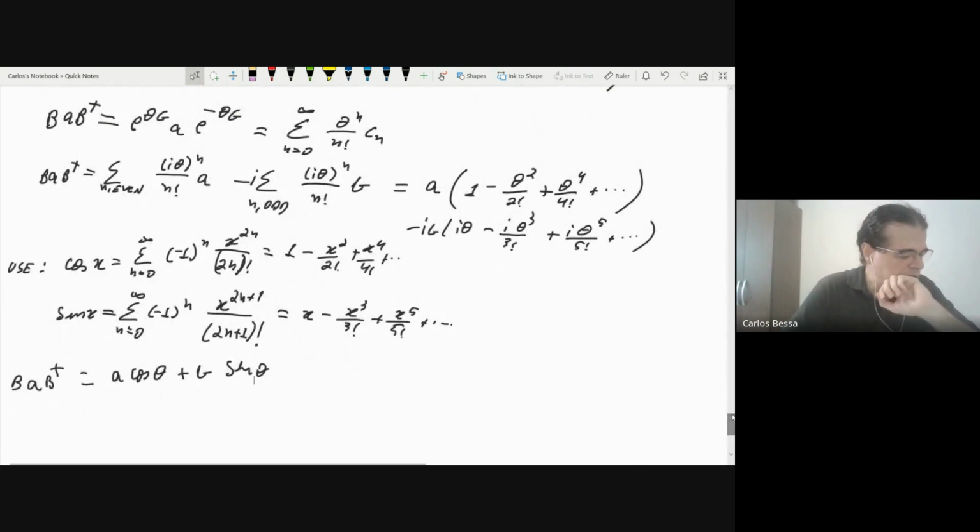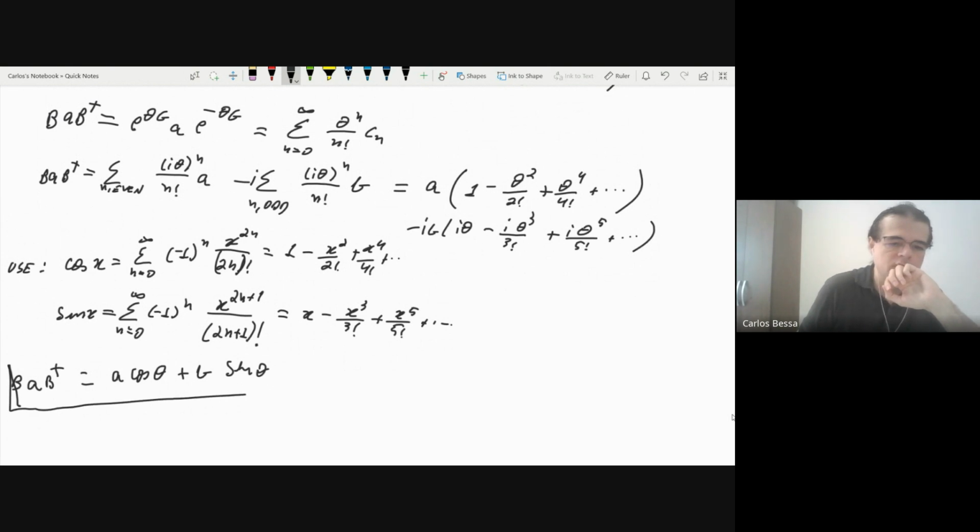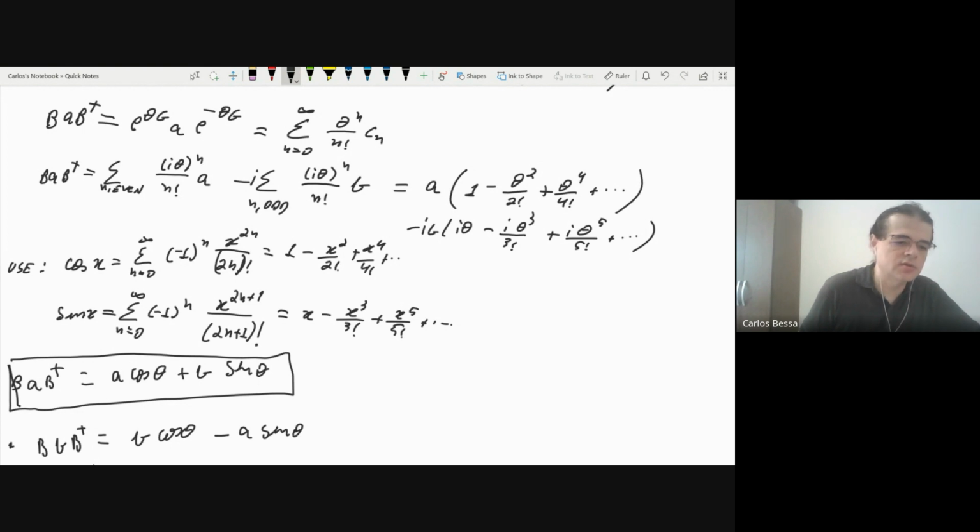Okay, and we could check as well, so we calculate this, we calculate this. And you can check that B dagger, using the same procedure, will give B cosine of theta minus i sine of theta. Follow the same calculation, the same sequence. So this is normal.